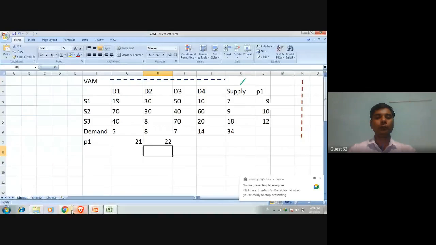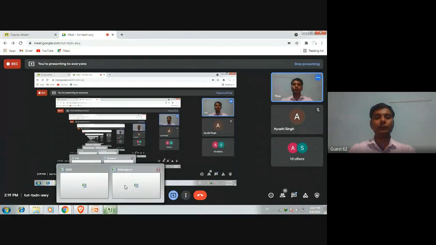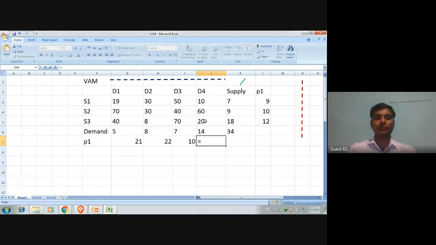So how much will it become? 22. Okay, so the value comes to 22. Again for column 3, what are the two least quantities? That is 50 and 40. So we will subtract 50 minus 40. How much will it become? 10. Similarly, for column B4, 10 and 20 are the two least costs. So we will subtract 20 minus 10. How much will it become? 10.